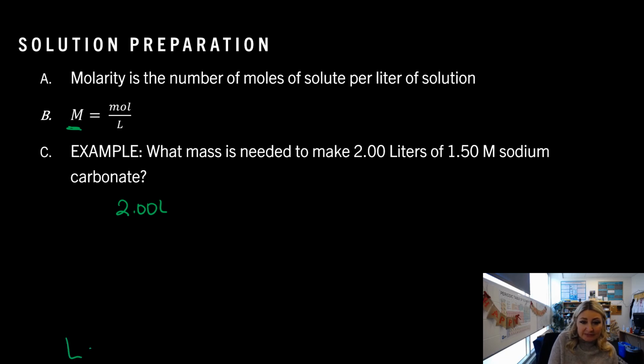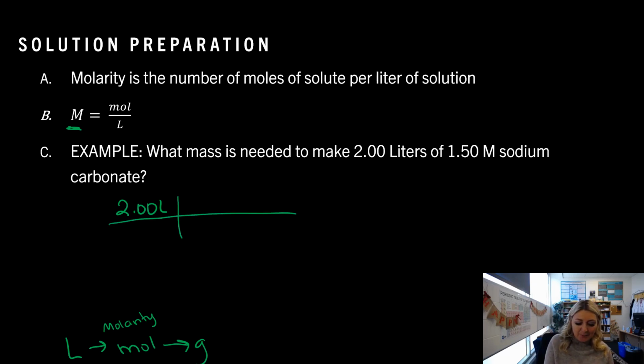Okay, so we're going to go from liters to moles, and to do this, we're going to need molarity, and then we're going to go from moles to grams. And to go from moles to grams, we're going to need the molar mass. So sit tight for a second. To go from liters to moles, we're going to use the concentration. So I know that I have 1.5 moles per liter. That is the molarity given here, moles per liter. I can cancel liters and I'm left with moles.